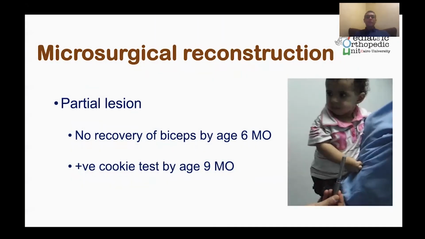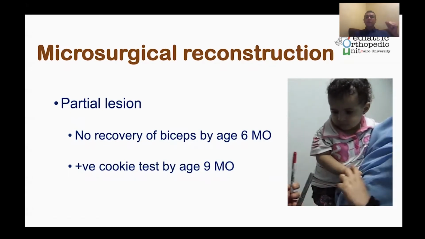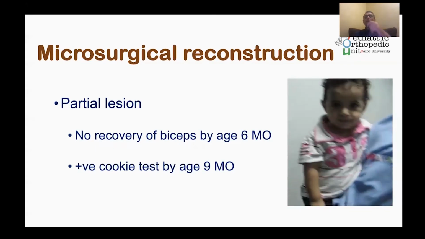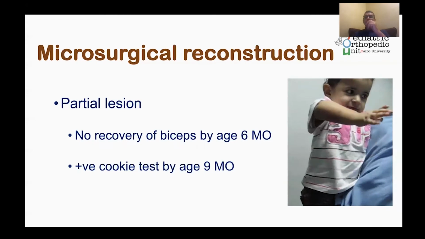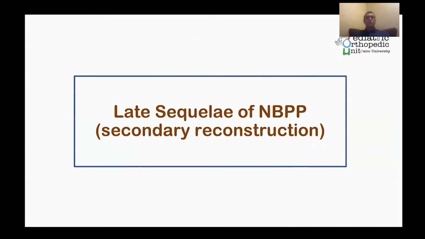In case of partial lesion, if there is no recovery of the biceps, active movement of the biceps, active flexion of the elbow by the age of 6 months, and the patient is unable to pick a cookie and put it on the hand, this is an indication for microsurgical reconstruction in partial lesion.